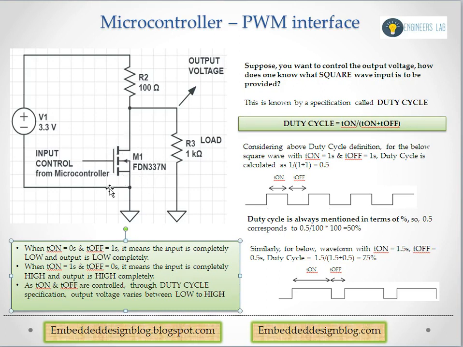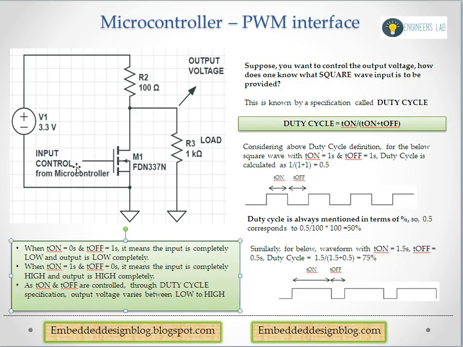And again, if T on is 1 and T off is 0, that means a high pulse, a high signal. When a high signal is provided, the FET would be on for an N channel FET, and as it is on, the output will be 0. And if that is not the scenario, and T on and T off are controlled through the duty cycle from a microcontroller, the output voltage will vary based on the signal that you are providing from the microcontroller.